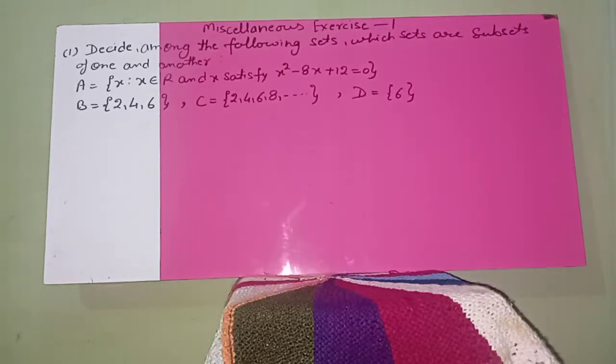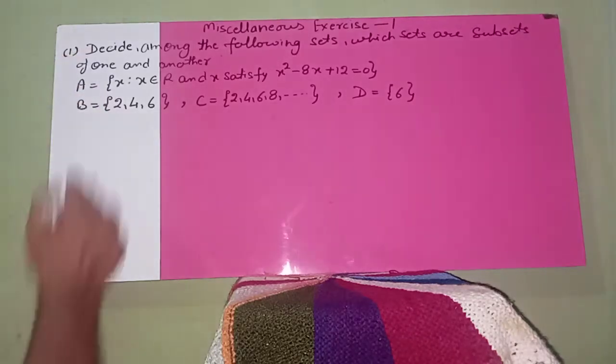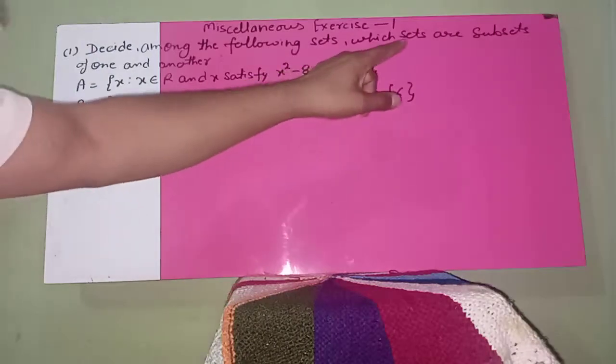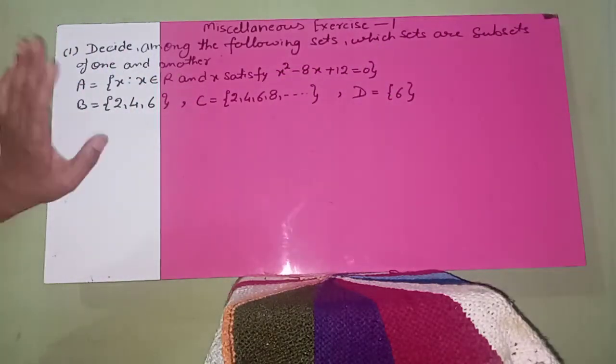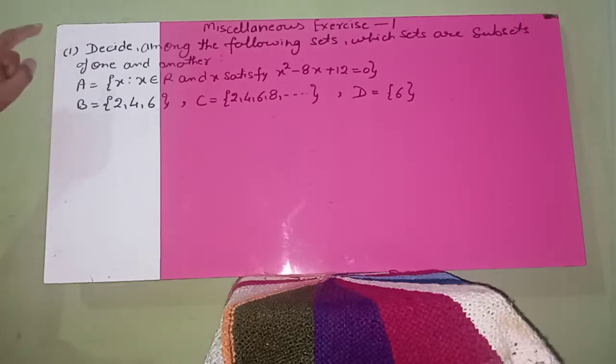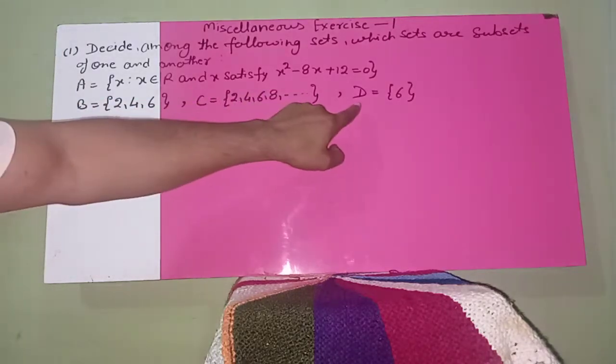Now today I take a miscellaneous exercise of chapter number first. So the question number first says, decide among the following sets which sets are subsets of one another. It means in the question you have been given set A, set B, set C and set D.